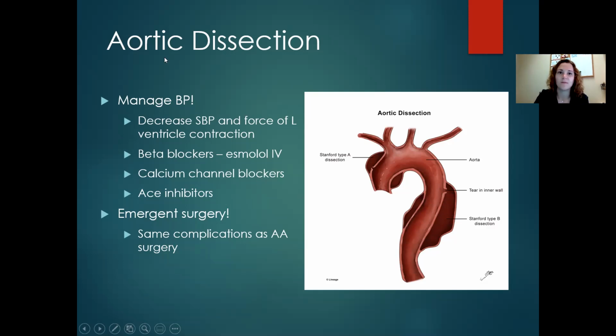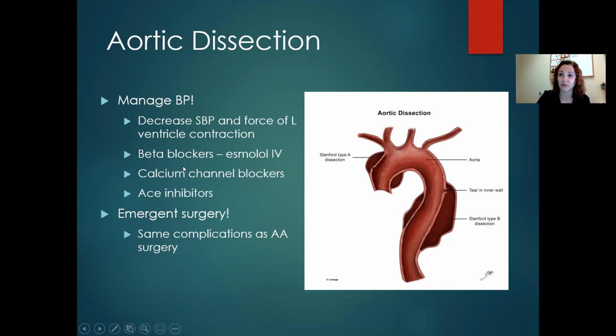Biggest considerations for aortic dissections and aortic rupture aneurysms are managing their blood pressure. A decreased systolic blood pressure will lead to decreased force of the left ventricle contraction. That's a good thing. We want decreased blood pressure, to decrease the work that the heart has to overcome, decrease that afterload, so that we're not pushing so much blood out into that dissection.